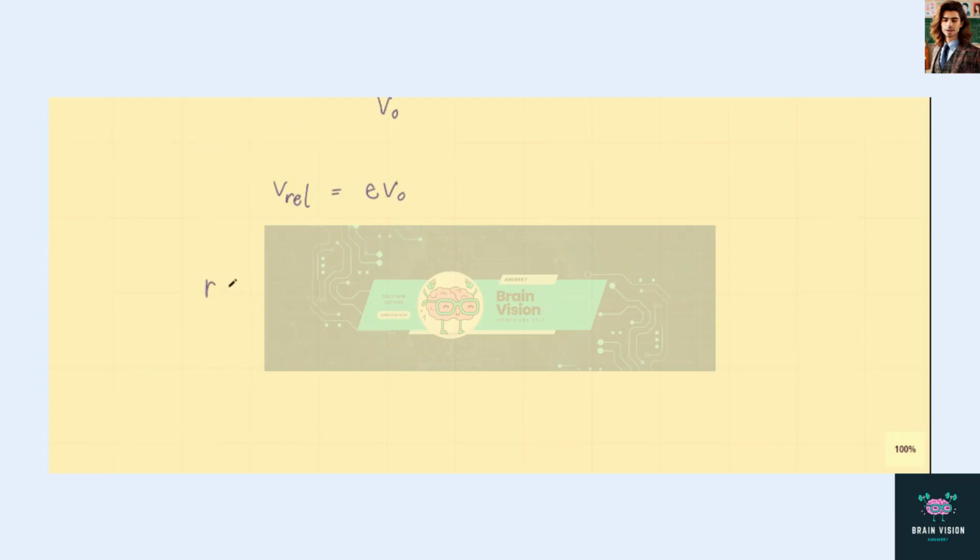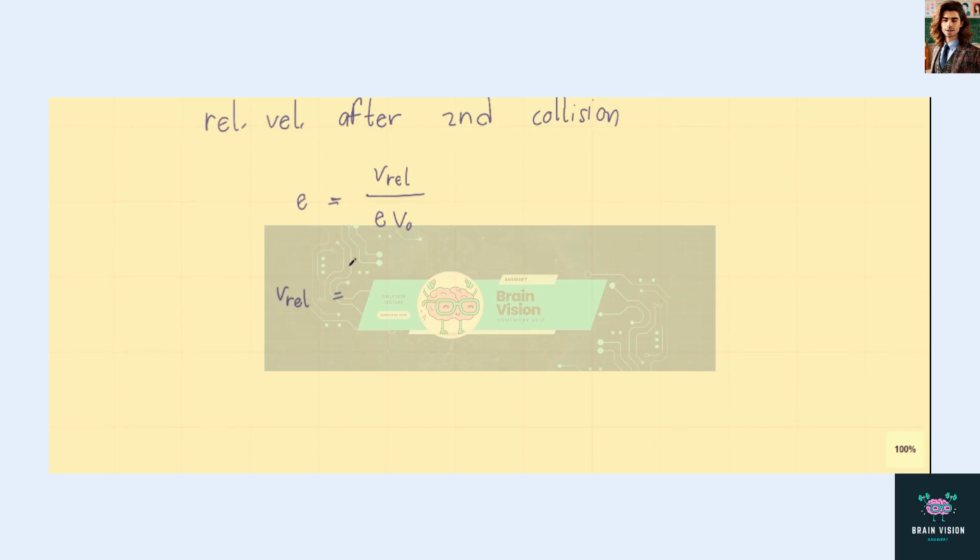And similarly, for the relative velocity after the second collision, this is at end B, we'll use the coefficient of restitution e is equal to this relative velocity over e v naught, which is now the initial velocity. And for this part of the journey, the relative velocity is equal to e squared v naught. We just rearrange this equation.